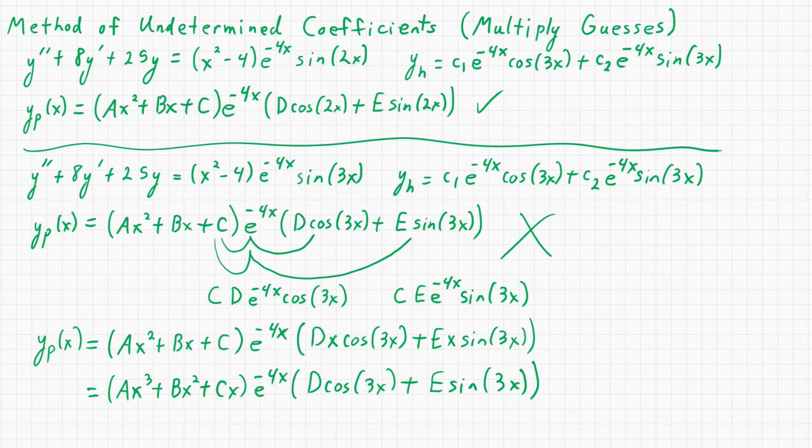But that's the idea. If you were to multiply out your entire guess, none of the terms can be exactly a constant times a homogeneous solution, which we had a problem with here. So this one didn't work, but this one will work.